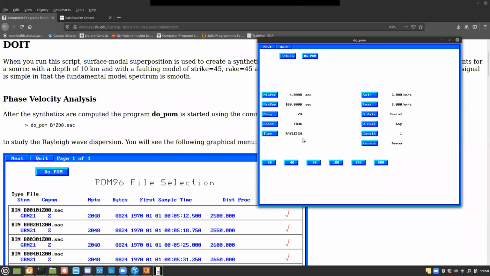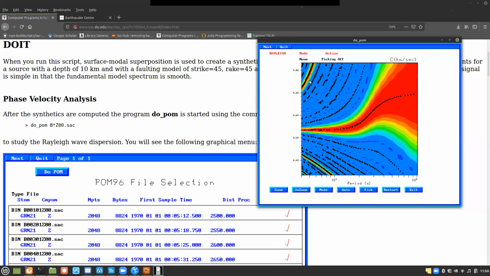Because it's the Z component, we choose the Rayleigh wave. Then these parameters you can investigate and read about. I think this is the number of points, the period, whether you want a log or linear plot, the maximum periods and everything. So it's almost the same thing. And we go here, and this gives us the phase curves. So here we have a lot of different phase curves.